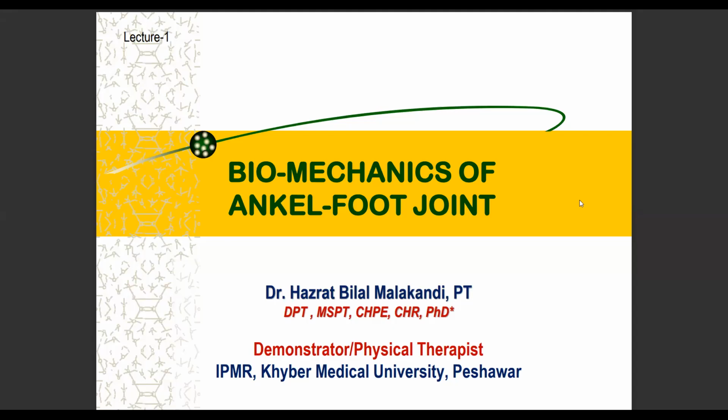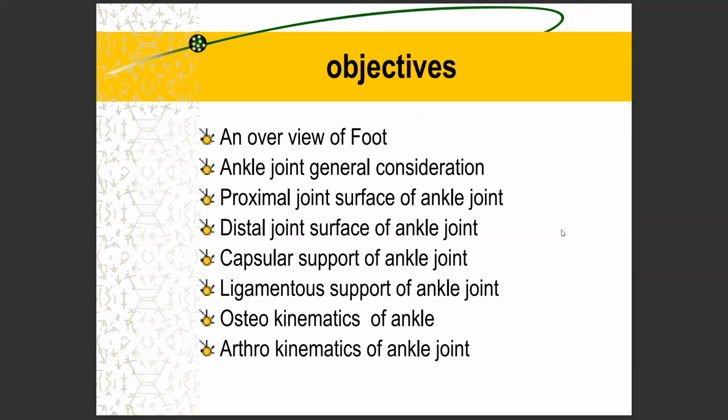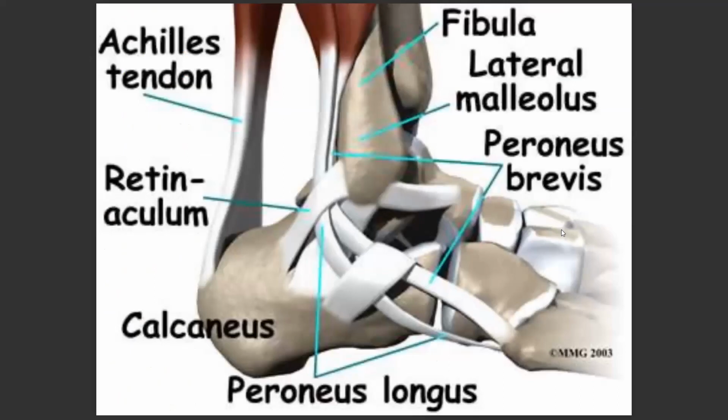Let's go towards the objectives. Initially, in yesterday's lecture, we discussed an overview of the foot, and then the general considerations of the ankle joint. We also discussed the proximal joint surface and the distal joint surface of the ankle joint. We then discussed the capsular support and the ligamentous support of the ankle joint. Now we will discuss some other ligaments of the ankle joint, and then the osteokinematics and the arthrokinematics of the ankle joint and other joints of the foot.